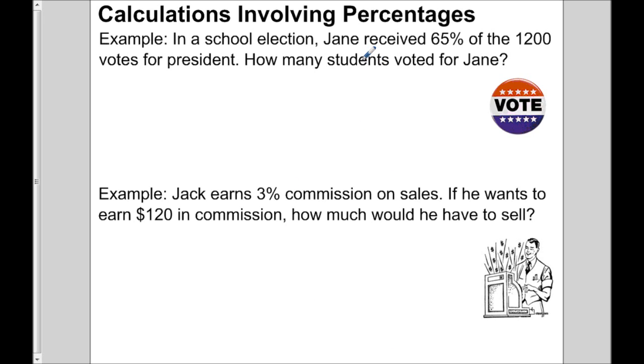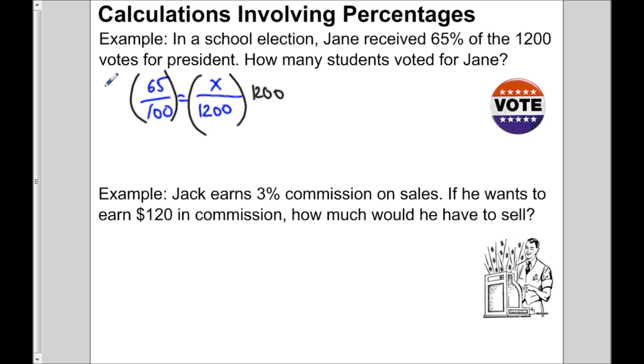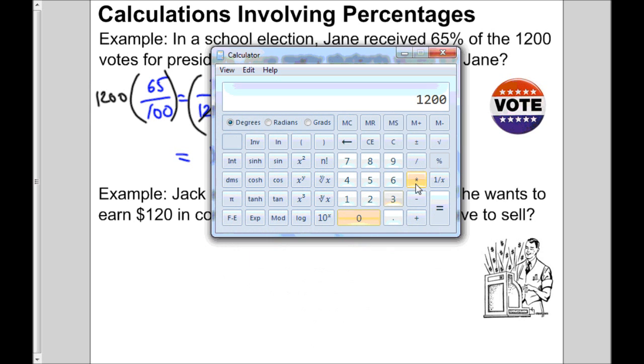So let's do this first as a proportion. So 65%, right, means 65 out of 100. Well, there were a total of 1,200 votes for president, so the total goes on the bottom, right? And then the 65% is, I don't know what that is. Right? So we can multiply both sides by 1,200, right, to solve for this. That way the 1,200s will divide out. So x is equal to, and we do 1,200 times 65, right, divided by 100, which is 780.